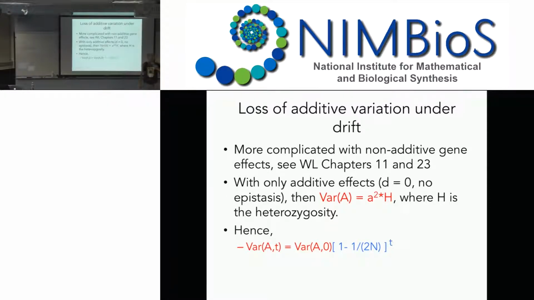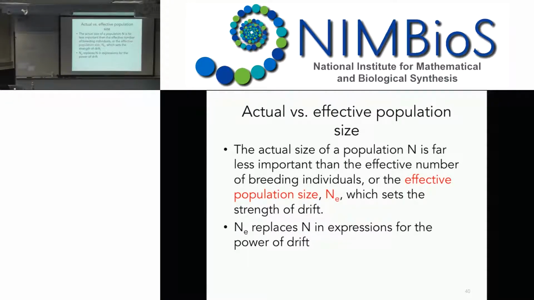The reason we're talking about all this stuff is, what's our big goal? Our big goal is to ask, if I observe a sequence of how means change over time, is that consistent with drift? We have to understand drift to understand that. And the first feature is to ask how additive variation changes under drift. So I keep on mentioning this population size. In reality, there are factors that make the census size different from the effective population size.